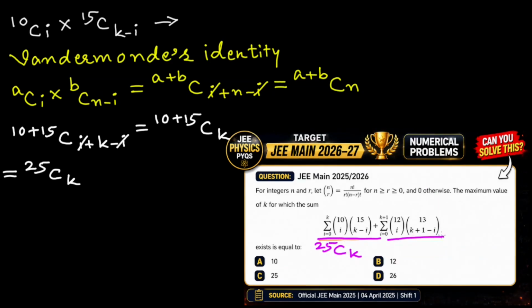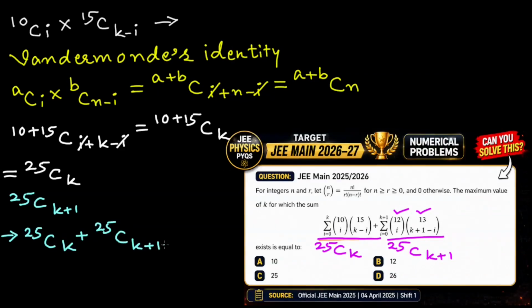Now consider this second summation, which is also exactly the same Vandermonde pattern. Here 12 plus 13 gives 25, and the lower number, i plus k plus 1 minus i, will become k plus 1. Therefore, the second summation becomes 25C(k plus 1). Let us write here 25C(k plus 1). So our entire expression is now 25Ck plus 25C(k plus 1).